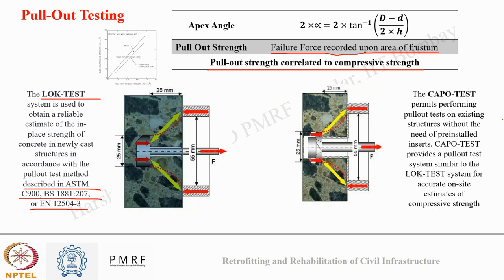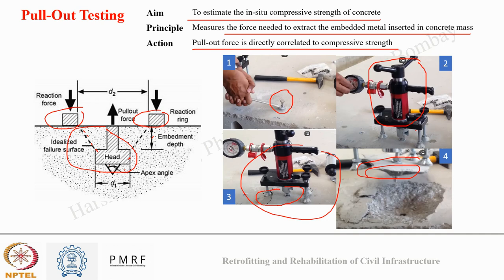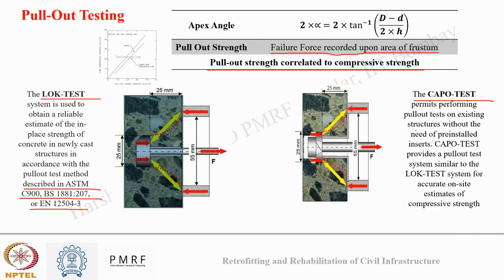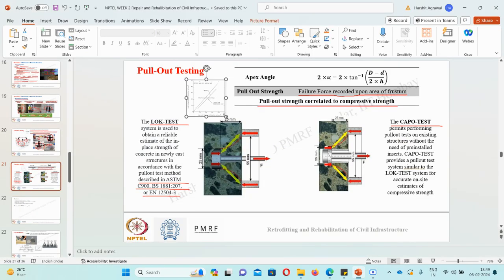And for existing concrete, the pull-out test is known as the CAPO test, which permits performing pull-out on an existing structure without the need of any pre-installed insertion. The same we saw in the previous slide also, where first we insert a screw with the expanded head and then we pull it out, using a force, supplying force. Later this pull-out strength is correlated with compressive strength, and one of the figures you can see here.